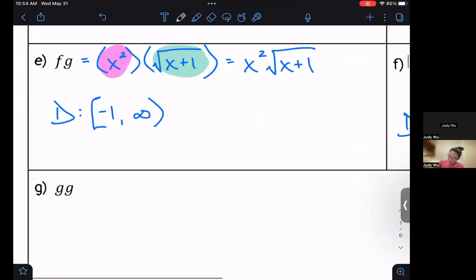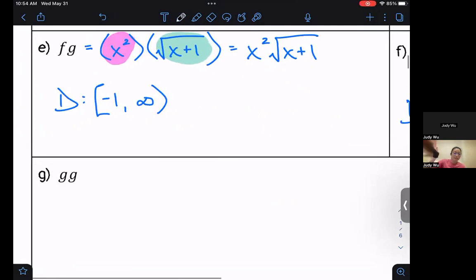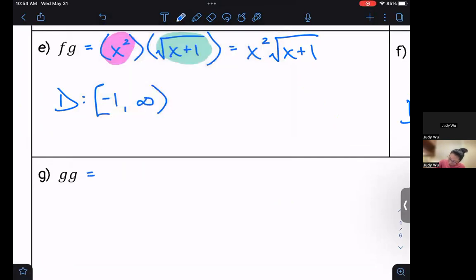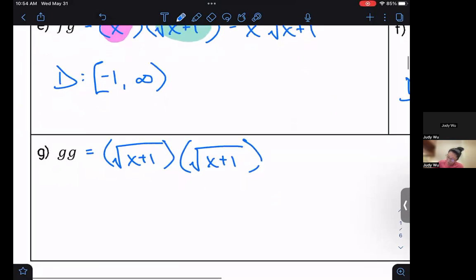All right, last but not least, what happens if we take the function g and we multiply it by itself? So g times g means I have the square root of x plus 1 times the square root of x plus 1. And if we think about multiplying something by itself twice, and the idea of the square root, it turns out that the square root of something times the square root of something is just that something.